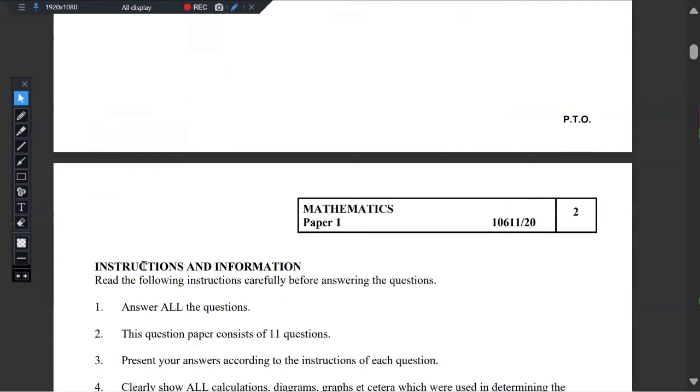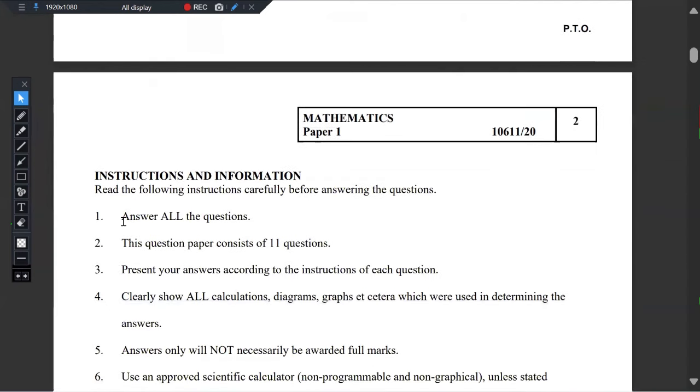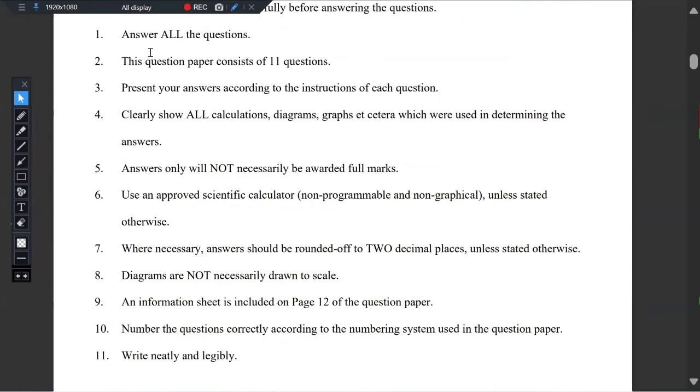Then we are given the instructions and information. They say read the following instructions carefully before answering the questions. Number 1 says answer all the questions. This question paper consists of 11 questions. Present your answers according to the instruction of each question. Then clearly show all calculations, diagrams, graphs, etc., which were used in determining the answers. Answers only will not necessarily be awarded full marks.